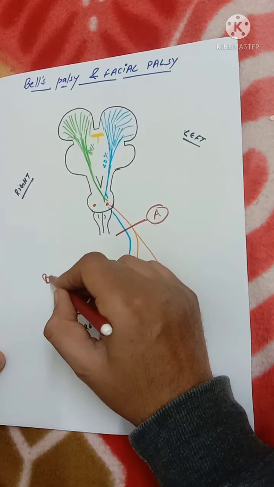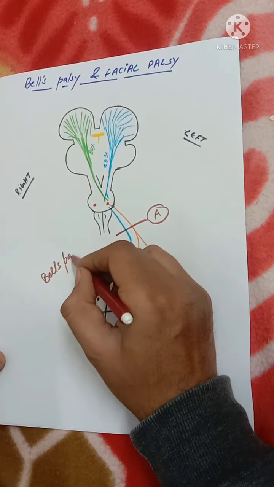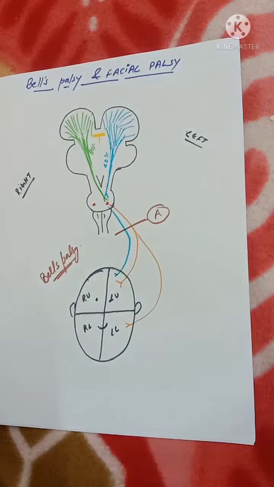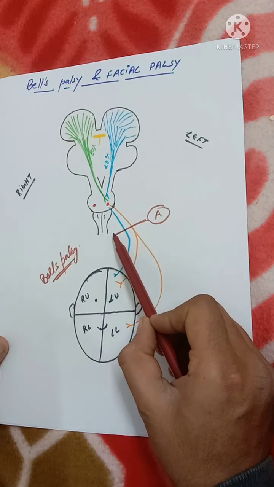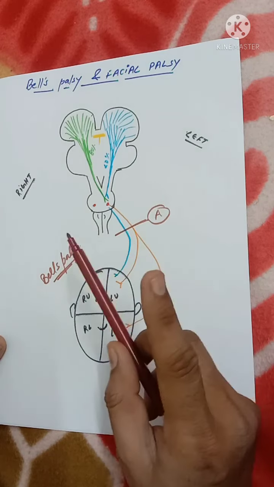This is called as Bell's palsy. So how to define a Bell's palsy? Bell's palsy is the lower motor neuron lesion number 1.